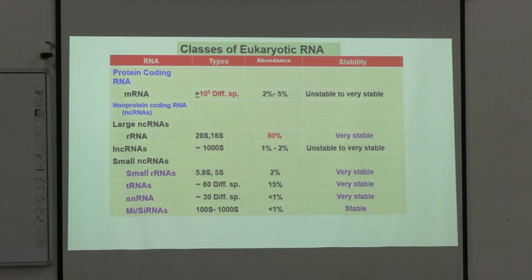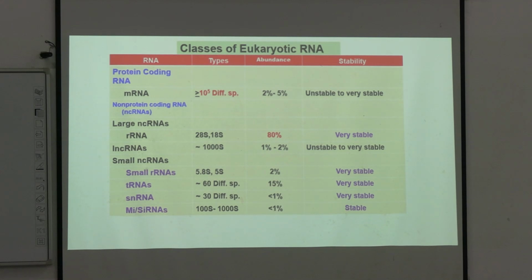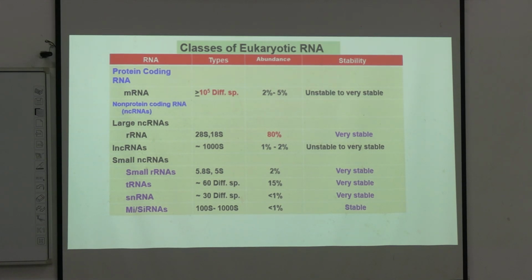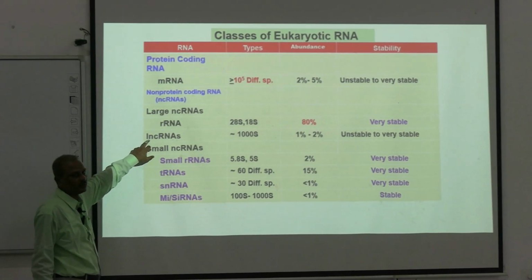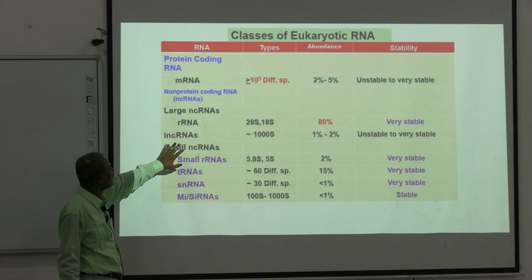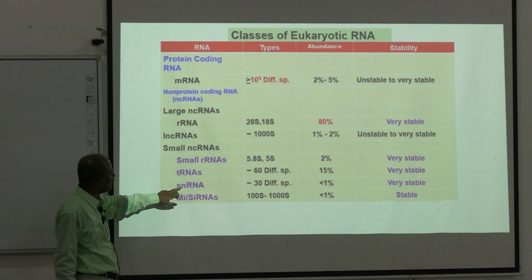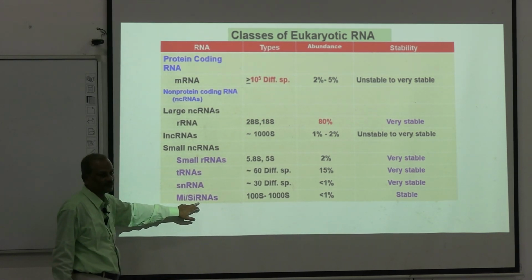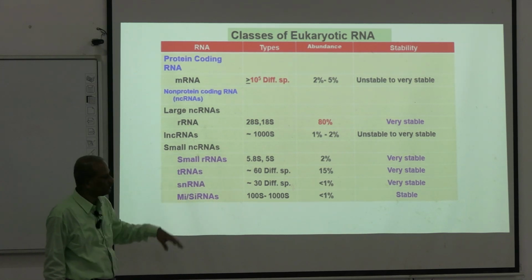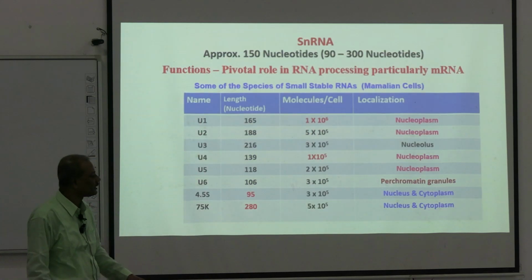rRNA is present in the most abundant amount, 80%, and it is a very stable form. And there is LNC, remember, LNC means large non-coding RNA. And snRNA, small nuclear RNA, microRNA, or silencing RNAs. So, they are having different roles.